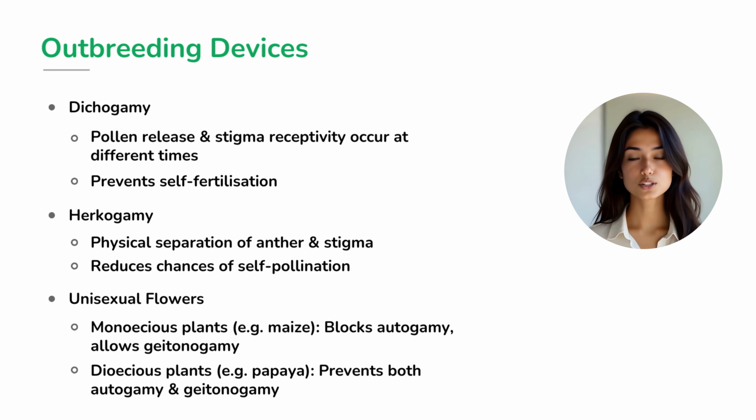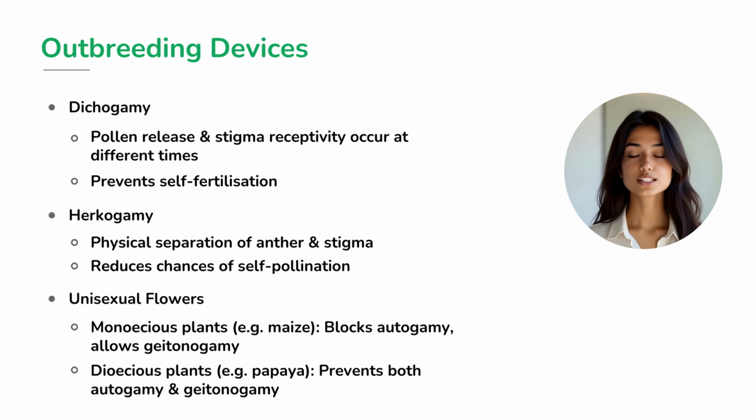Most flowering plants produce hermaphrodite flowers containing both male and female reproductive organs in one place. Sounds efficient, right? But there's a catch. Continued self-pollination can lead to inbreeding depression, reducing genetic diversity and weakening plant vigor over time. To prevent this, plants have evolved a set of clever strategies called outbreeding devices, natural mechanisms to encourage cross-pollination and ensure healthy, varied offspring. One such strategy is dichogamy, a form of temporal separation.